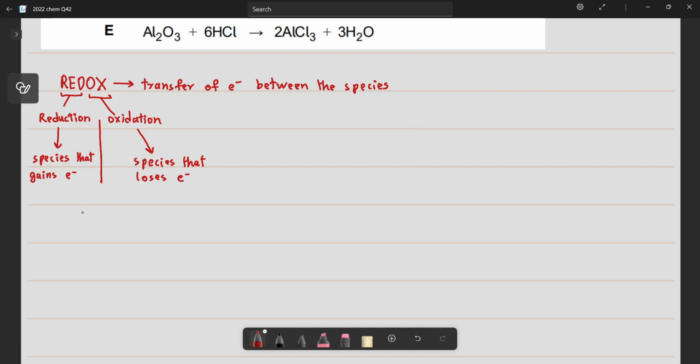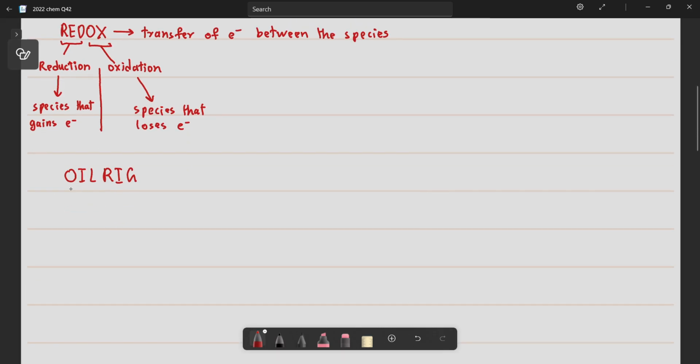The easiest mnemonic you can memorize to recall this is OIL RIG. OIL stands for oxidation is losing an electron, so the L stands for losing electrons, and RIG stands for reduction is gaining electrons, so the G stands for gains. This is a basic mnemonic to recall the definition of reduction and oxidation.